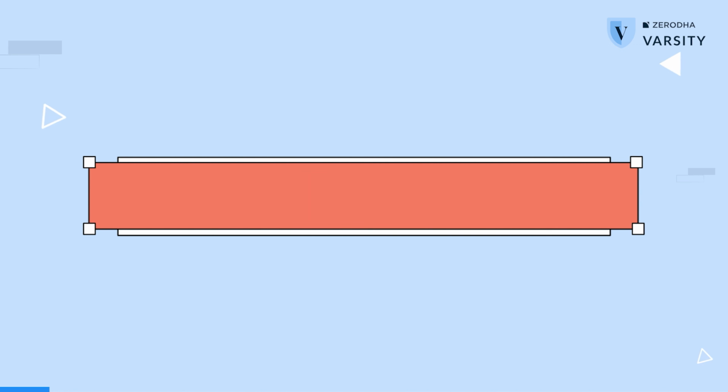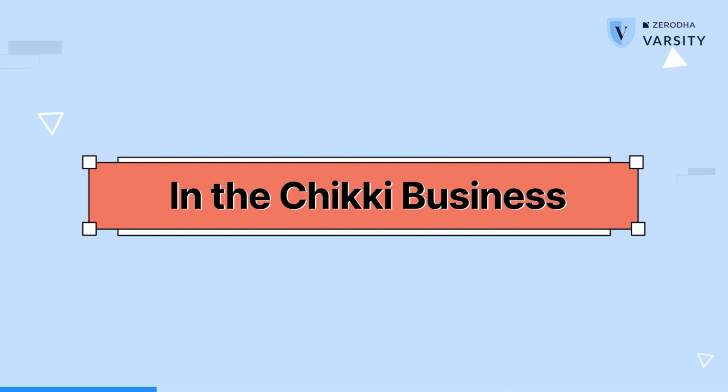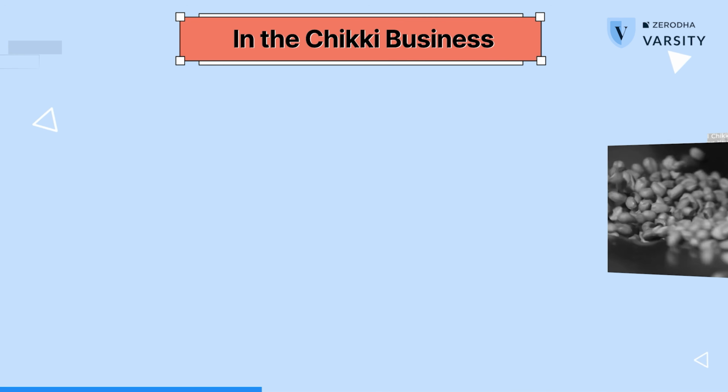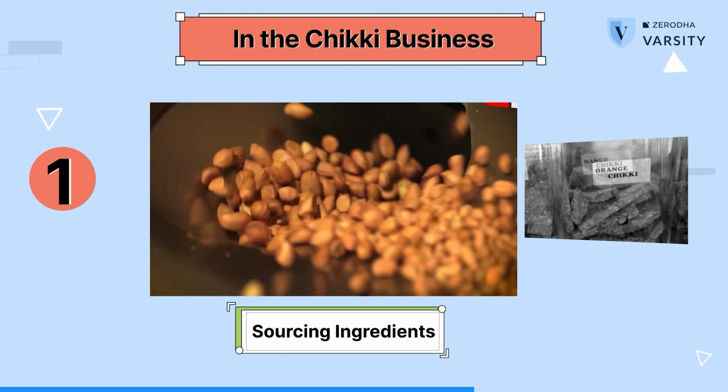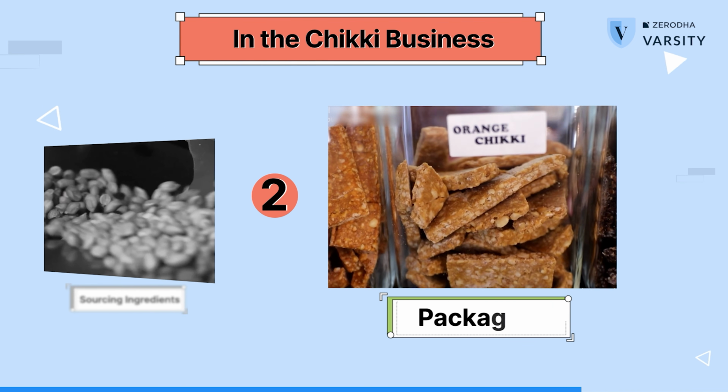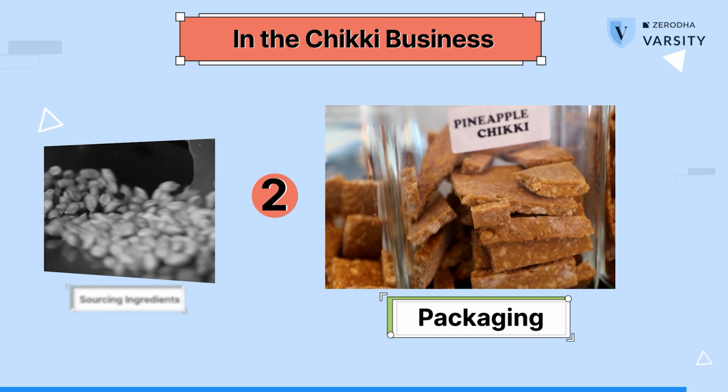Imagine you're in the business of making chickies. Your business would largely involve two things. One, sourcing ingredients to make awesome chickies. Two, packaging those chickies and selling it to customers.